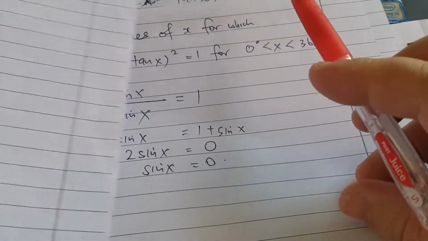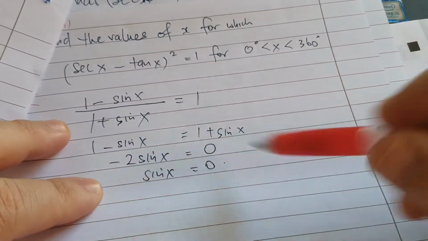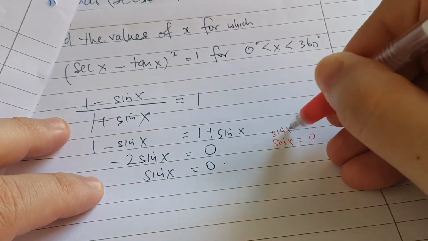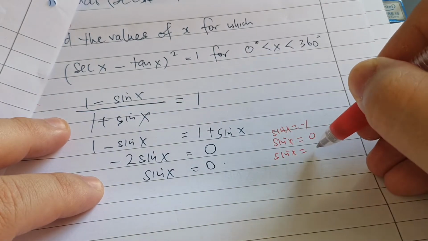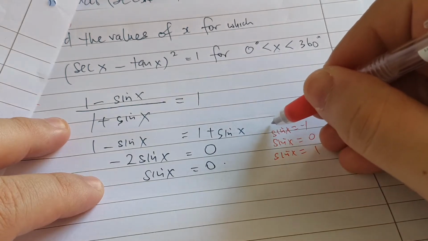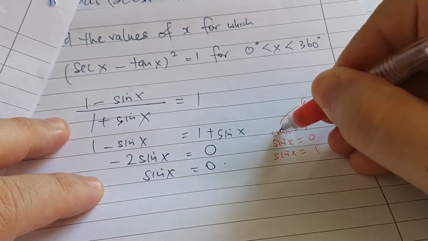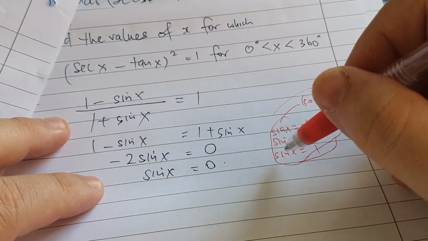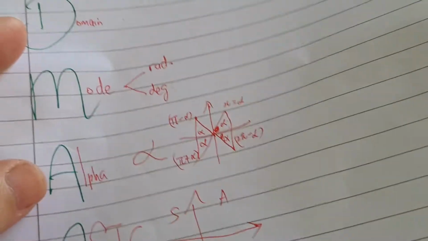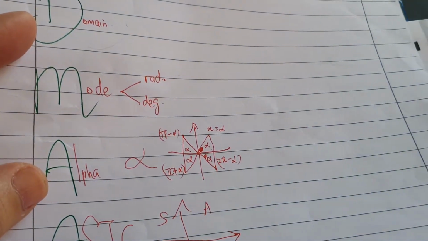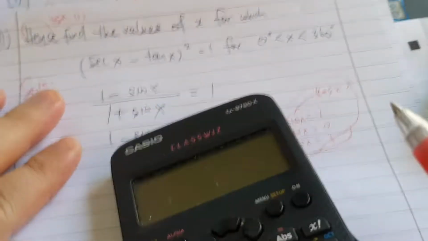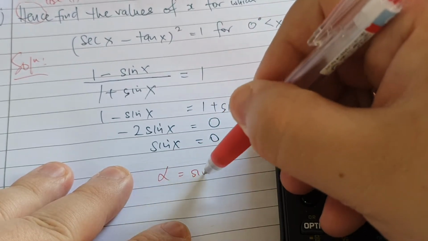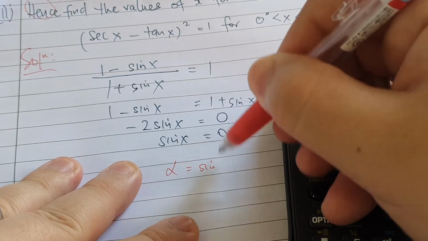Now, for this kind of trigo ratio, when it is sine x equals 0, sine x equals minus 1, sine x equals 1, similarly if it had been cosine x, for this kind of cases, I would recommend you don't find the alpha. Then you ask me why. Because when you find the alpha, it might be very confusing for some of you. Do you remember your alpha is sine inverse of whatever number here? You just take the number without the sine.